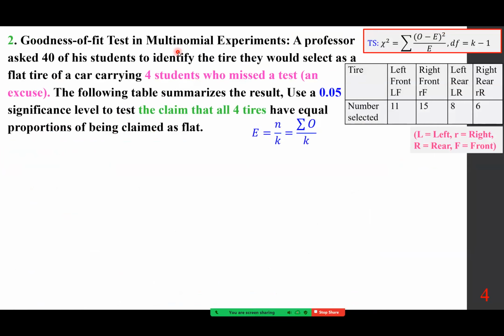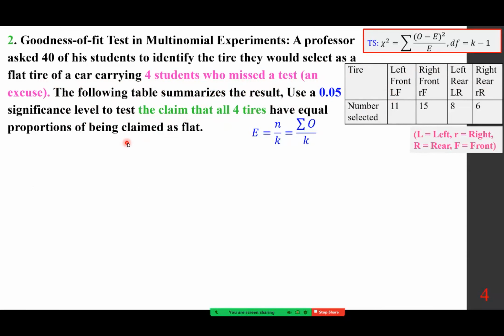We're going to continue with a second question. A professor asked 40 of his students to identify the tire they would select as a flat tire of a car carrying 4 students who missed the test, an excuse. The following table summarizes the result. Use a 0.05 significance level to test the claim that all 4 tires have equal proportions of being claimed as flat.